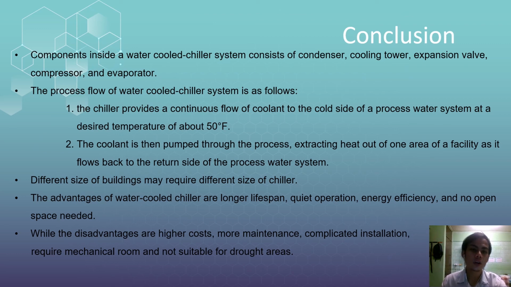Next, the conclusion for our project is that the process of a water-cooled chiller system is as follows. First, the chiller provides a continuous flow of coolant to the cold side of a process water system at a desired temperature of about 50 Fahrenheit. This 50 Fahrenheit is about 10 degrees Celsius. Next, the coolant is then pumped through the process, extracting heat out of one area of a facility as it flows back to the return side of the process water system.